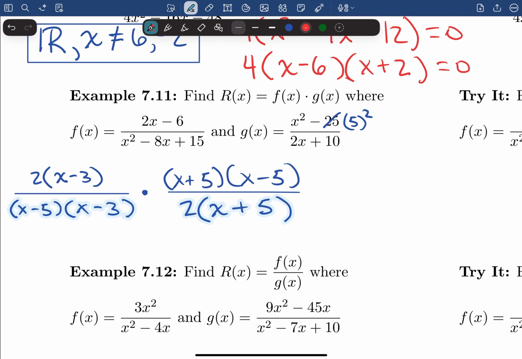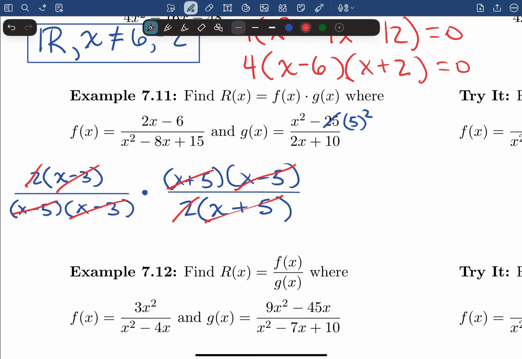In fact, I see an x minus 5 that cancels an x minus 5. And I see an x minus 3 that cancels an x minus 3. And I also see a factor of 2 that cancels a factor of 2. But I also see an x plus 5 that cancels an x plus 5. Oh my gosh. Every term ended up canceling. That feels so good, right?